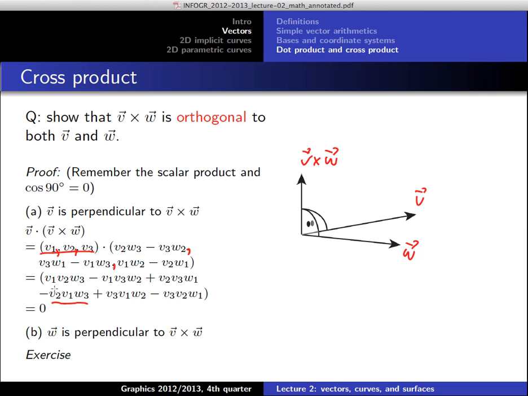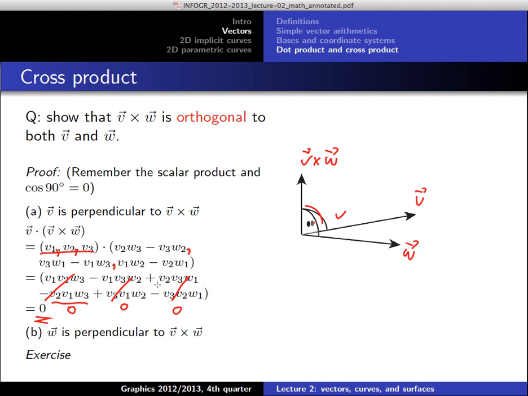And since one is positive, the other is negative, that is 0. Here again, we have the same situation. Minus plus the same thing leads to 0, here 0. So indeed, the scalar product of these two vectors is 0. So the two vectors must be perpendicular to each other.